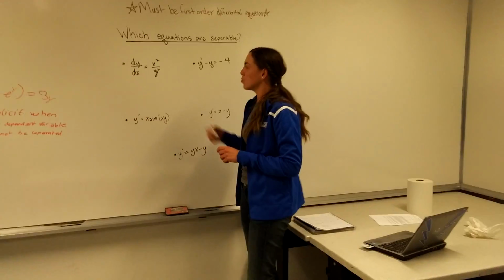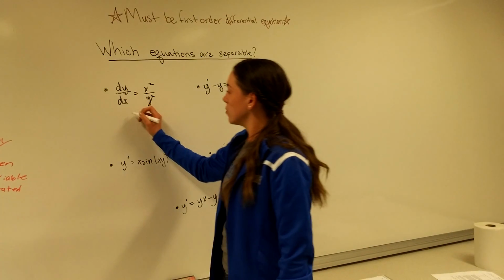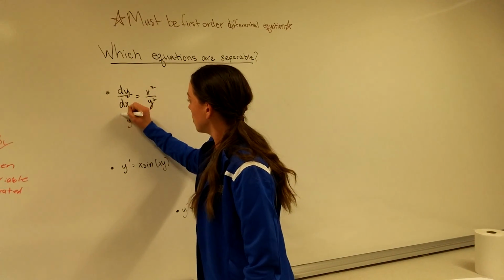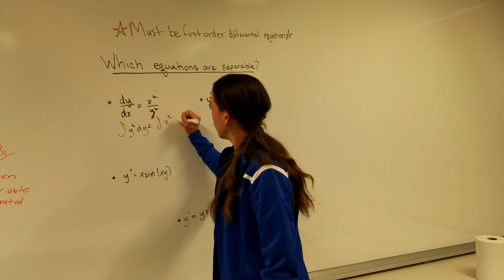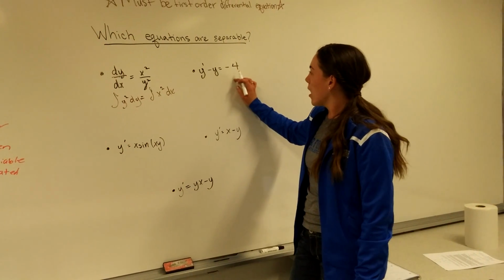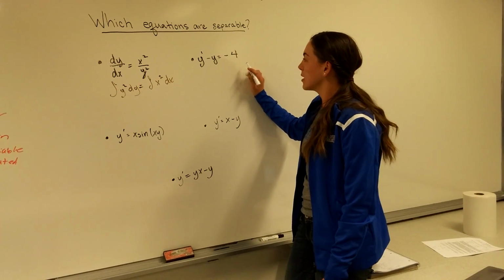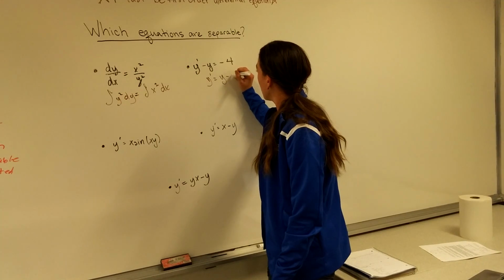If we start with this first one, x squared over y squared, this is a separable equation because we can get y squared by itself with dy, and we can get x squared with dx. y prime equals y minus 4 is also separable, because you can write y prime equals y minus 4.